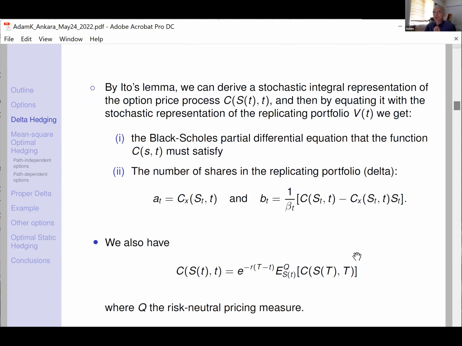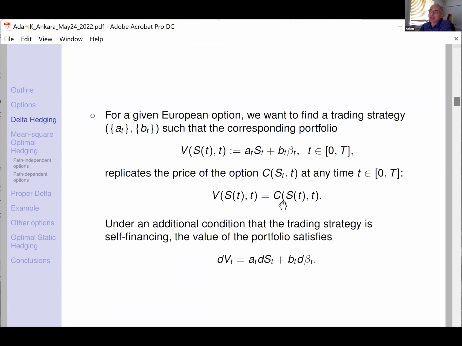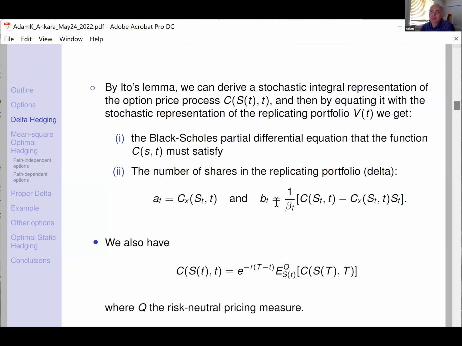And now, what do we do with this framework? By the assumption that the price of the option is a function of the current spot price of the underlying, I can also find the stochastic representation for the price of the option. So this is stochastic integral representation for the portfolio. I can find a similar representation for the price of the option. And the main tool for this is Ito's lemma.